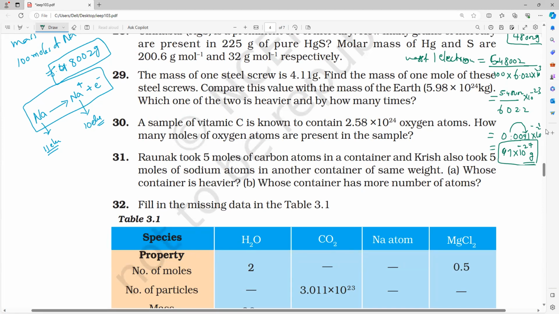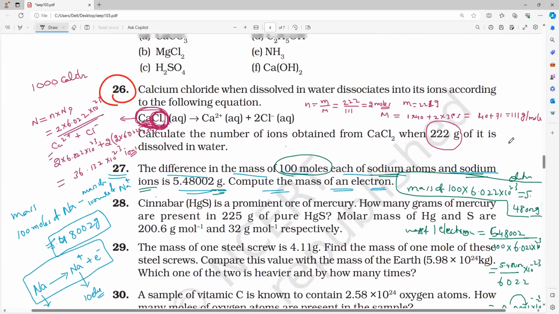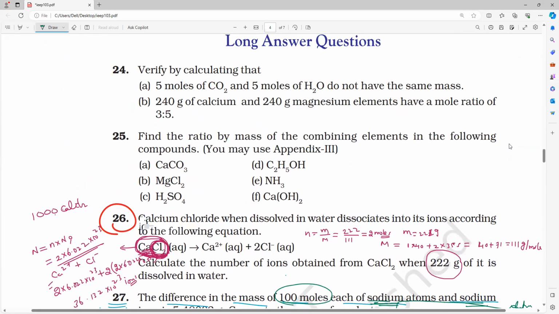Once again, I'll explain. It's very simple. They are saying 100 moles of sodium. 100 moles of sodium means what is the total number of particles? Number of moles into Avogadro number. The number of moles is 100. What is Avogadro number? 6.022 into 10 power 23. Am I right or wrong, guys?